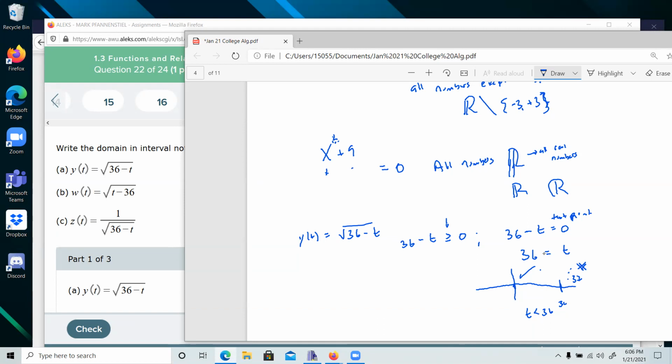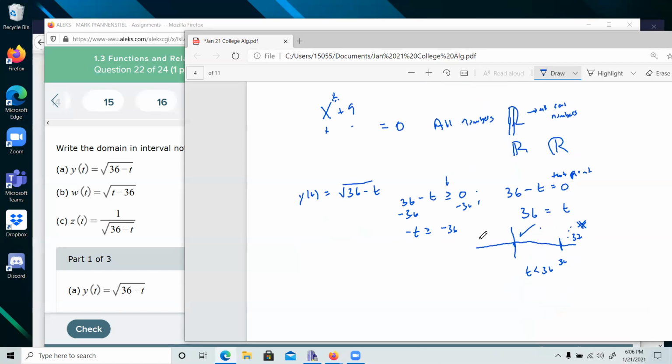Or we could do this, right? We could subtract 36 from both sides and have negative t is greater than or equal to negative 36. And then there's a rule that talks about when you multiply through by a negative 1, we have to change the signs, okay? So this is going to be t, but since I multiply by a negative, we have to change the sign here, okay? So we got the same answer either way we did this. Okay, t has to be less than 36.